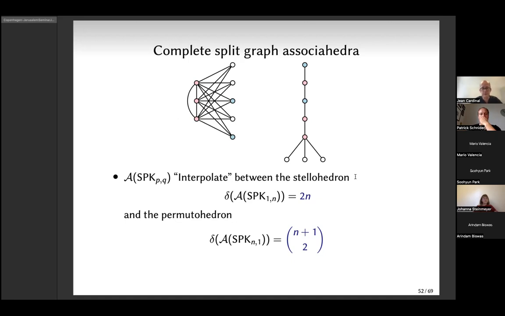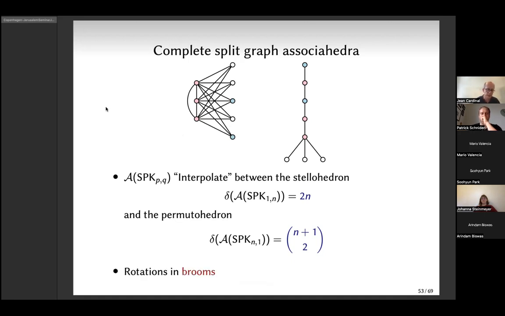the corresponding graph associahedra interpolate between the stellohedron, which is the case where there's only one red vertex, and the permutohedron, which is the case where there's only one vertex in the independent set, right? So the complete split graph N1 would be the complete graph, and the complete split graph 1n would be the star. The star has diameter 2n, the permutohedron has diameter essentially n squared, so we can interpolate between those 2 extremes.